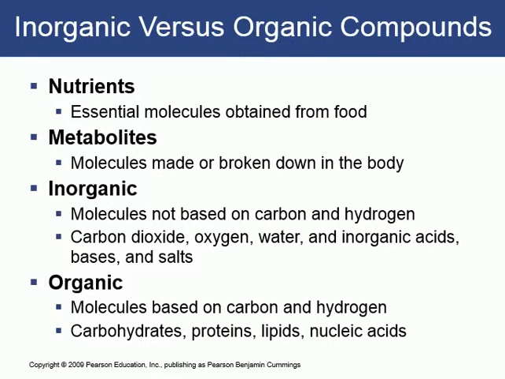Nutrients are the molecules that we get from food. Metabolites are the end product, or the broken down. Molecules can be organic and inorganic. And you need to remember this: when you call a compound or a molecule organic or inorganic, you call it organic if it contains carbon and hydrogen. Okay? So is water organic or inorganic? You have hydrogen, but no carbon. You have to have both of them.